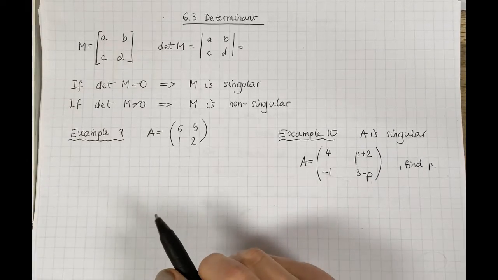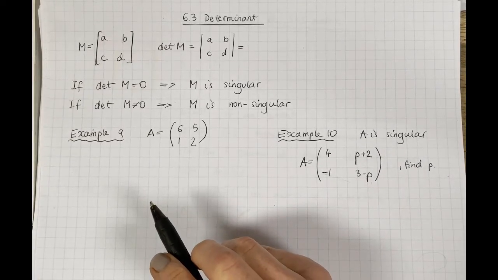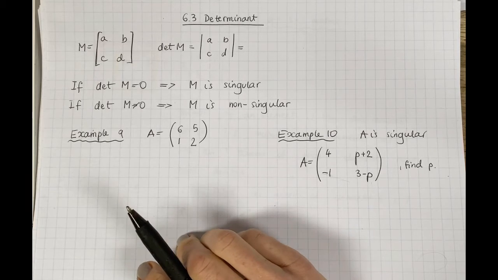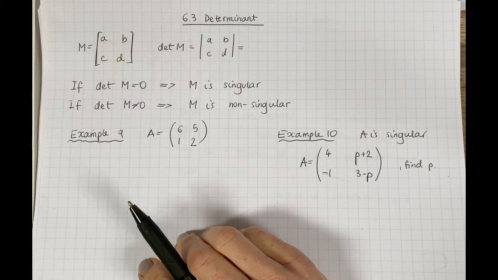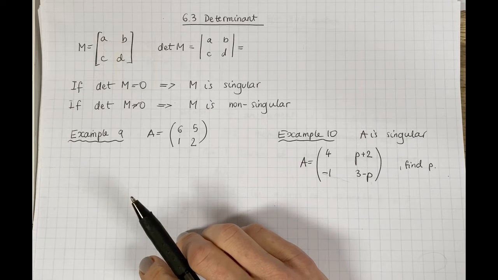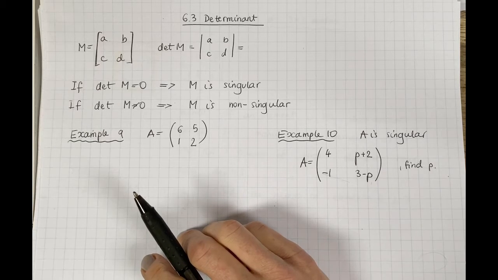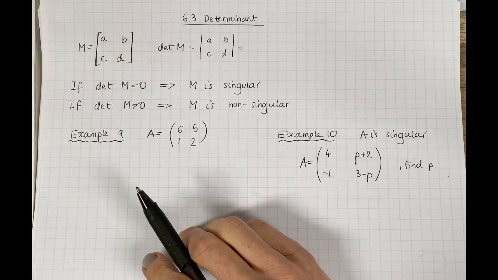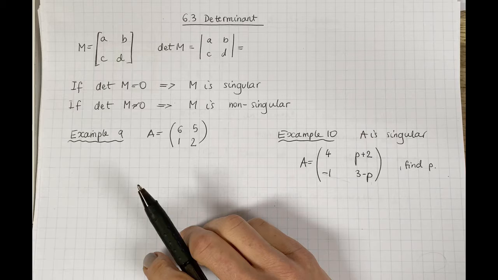Section 6.3, determinants. Another very important aspect of algebra or calculations involving matrices includes finding the determinant. You will find how to find the determinant of a 2 by 2 matrix and a 3 by 3 matrix. You can only find the determinant of a square matrix.